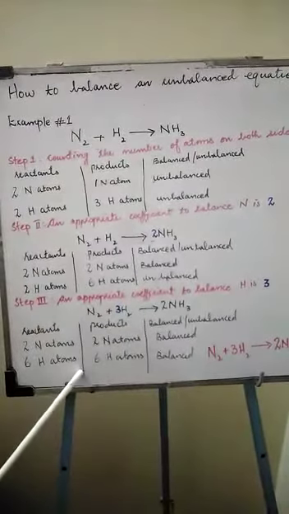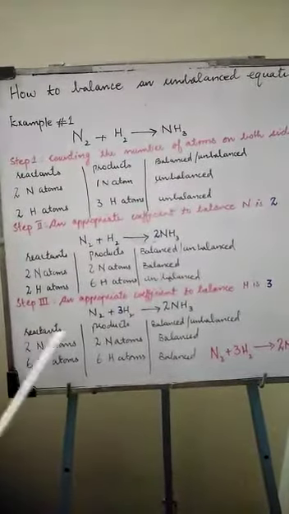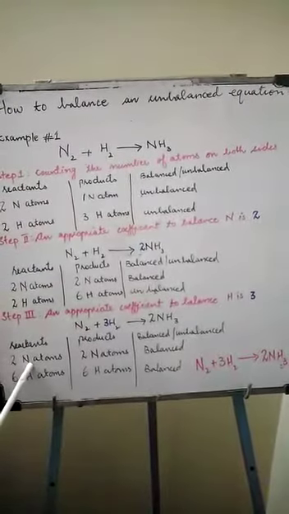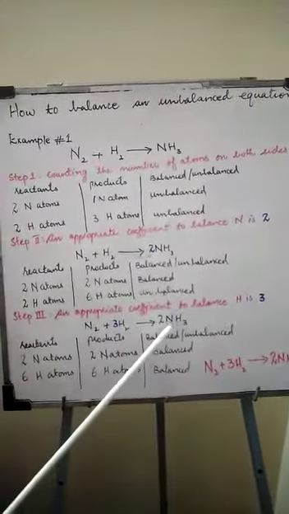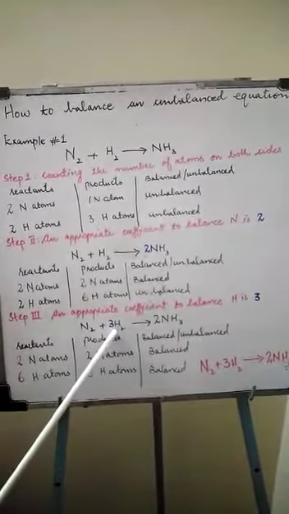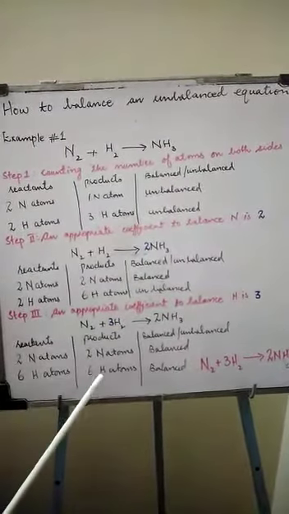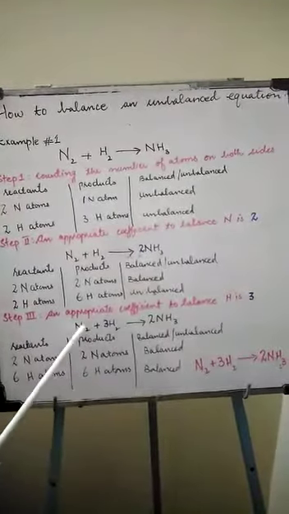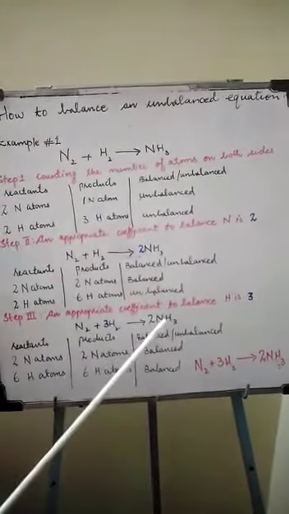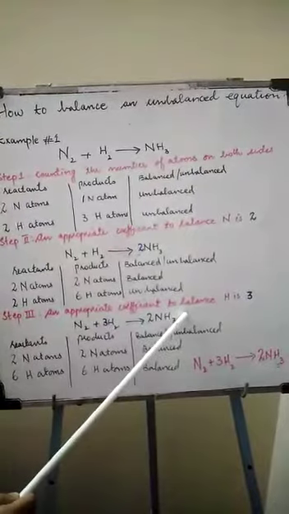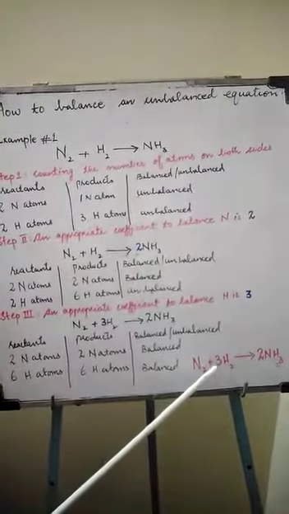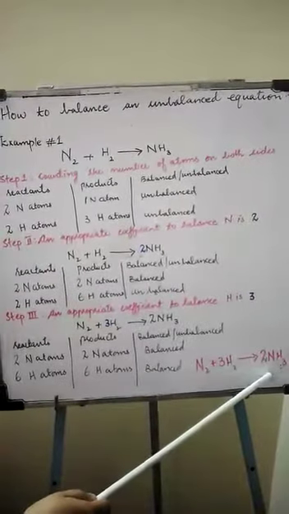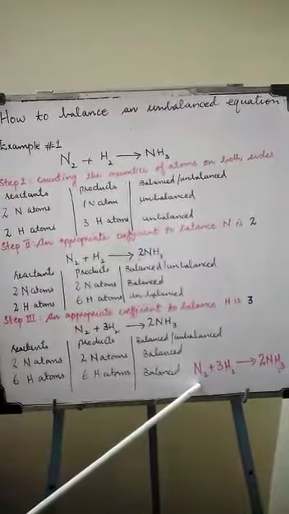Now again we'll see, counting the number of atoms, reactants, products, balanced and unbalanced. 2 nitrogen atoms on the reactant side, 2 nitrogen atoms on the product side, 6 hydrogen atoms on the reactant side, and 6 hydrogen atoms on the product side. Thus, both nitrogen and hydrogen atoms are the same on reactants and products. Therefore, N2 plus 3H2 forms 2NH3 is our required balanced chemical equation.